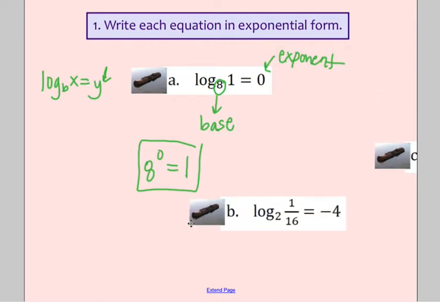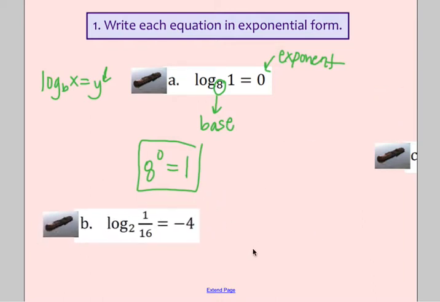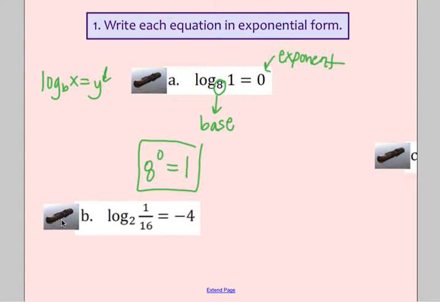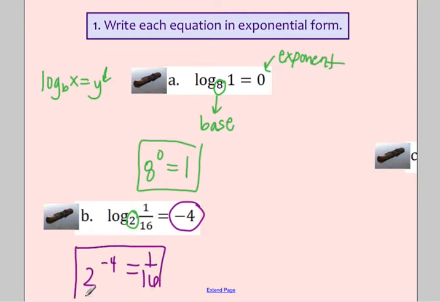Let's look at example B. We're going to rewrite this one. I would have my base again, always log base b. So here's my base. I would have 2 to the, my y value, which is -4, and that is equal to the x value, which is 1 over 16. So there it is in exponential form. Is it true that 2 to the -4 is equal to 1 over 16? That is correct. Moving on to example C.